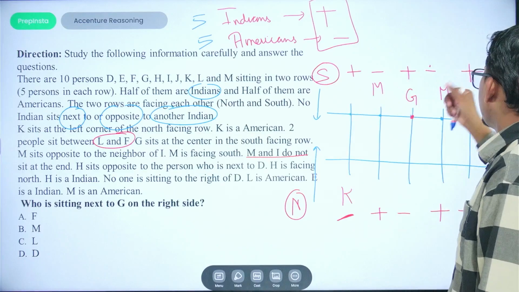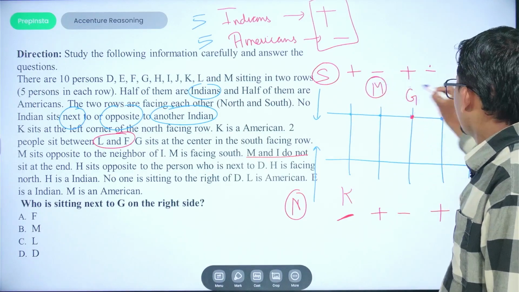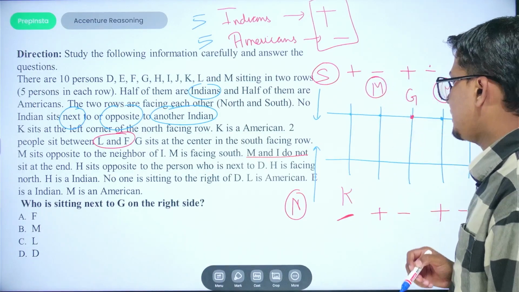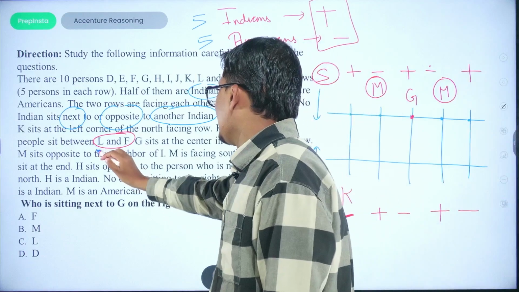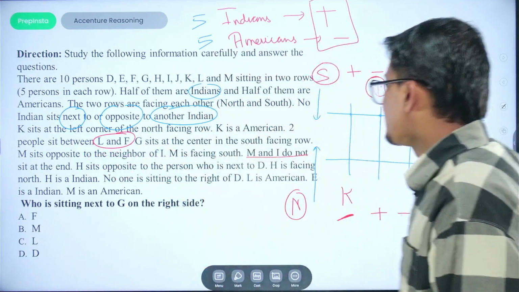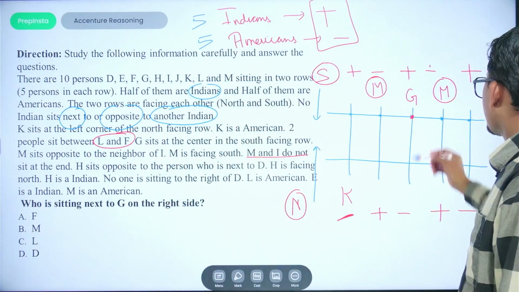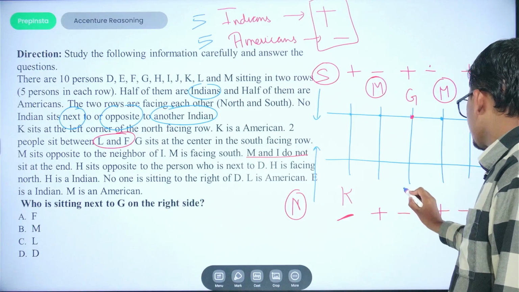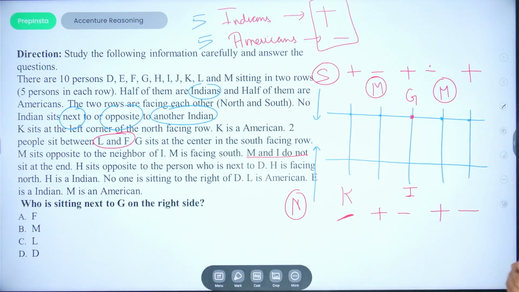तो यहाँ पे end पे नहीं बैठ सकते. M की position ये हो सकती है और ये वाली हो सकती है. ठीक है. One more thing is given: M sits opposite to the neighbor of I. So I will be positioned to this particular position. I would sit to this particular position.